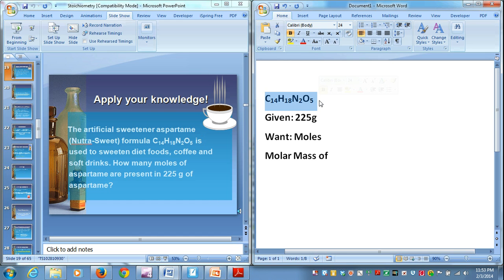I'm going to copy it and bring it down over here. How do we find the molar mass? Well, you have to remember how I said we have to separate all your atoms.